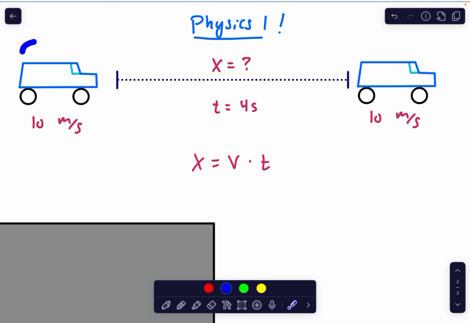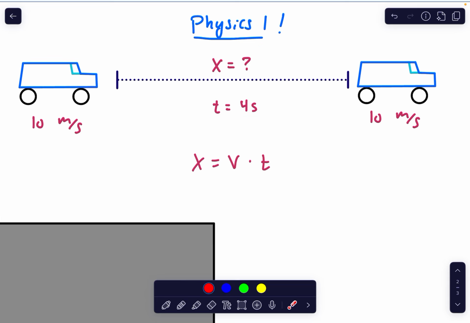Let's say I have a car and my car is traveling at 10 meters per second. And my car travels for 4 seconds. And it ends also traveling at 10 meters per second. So its velocity does not change. How far will my car have traveled during those 4 seconds?